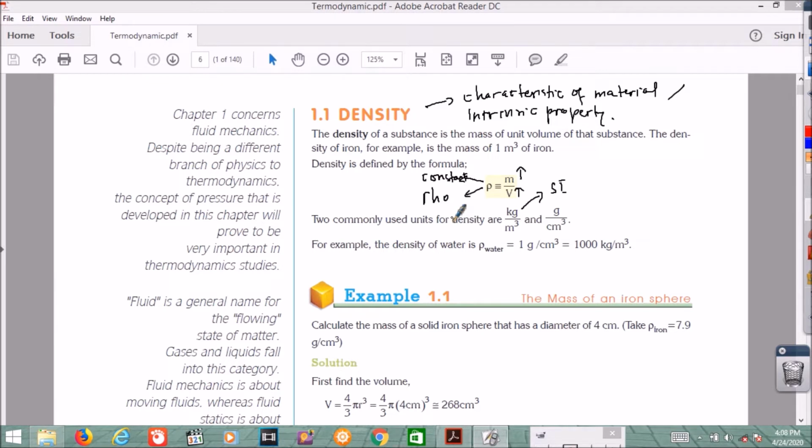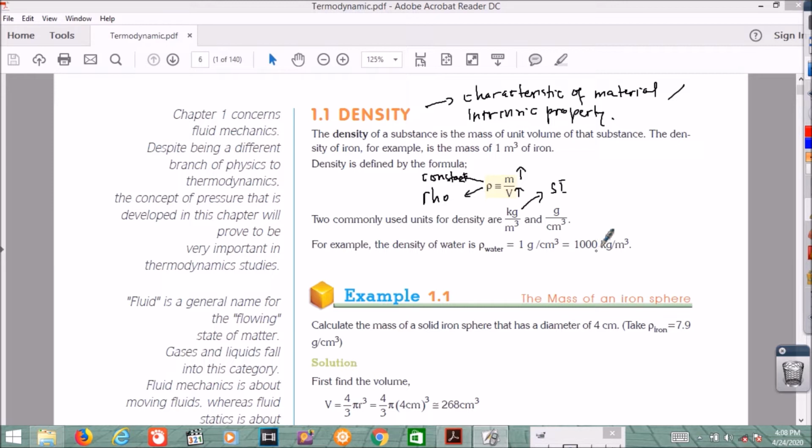For example, water has density 1000 kilogram over meter cube. So everywhere, water has density 1000 kilogram over meter cube until the water changes into another substance. If it is still water, it has that density. And then I hope you can convert the unit of density, for example, from kilogram over meter cube to gram over centimeter cube.